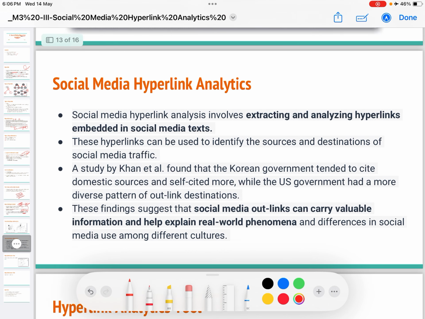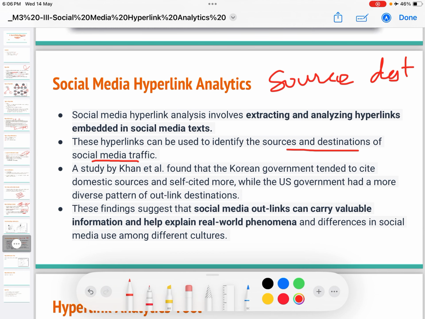Next is social media hyperlink analytics. Social media hyperlink analysis involves extracting and analyzing hyperlinks embedded in social media text. These hyperlinks can be used to identify the sources and destinations of social media traffic. What is the source of social media traffic and what is the destination of the social media traffic?